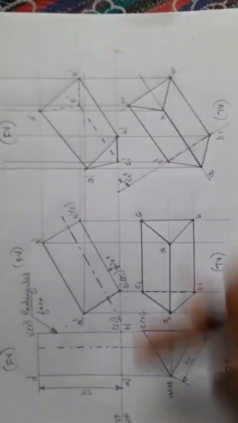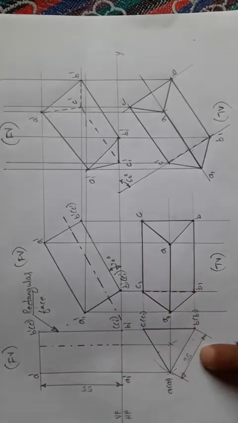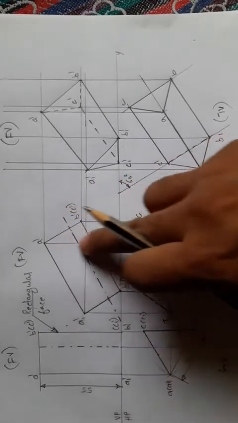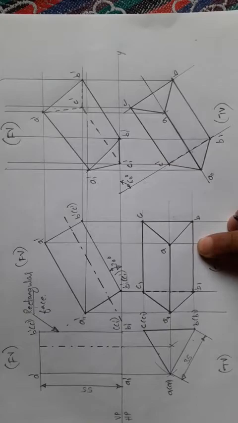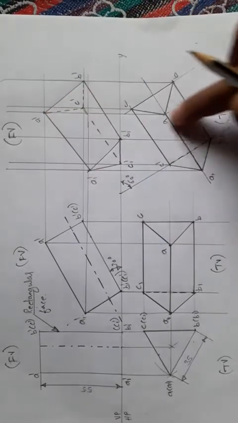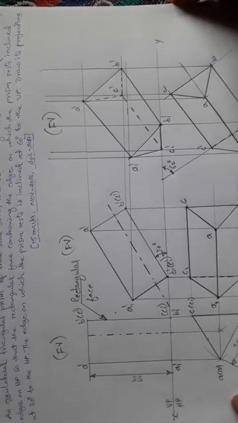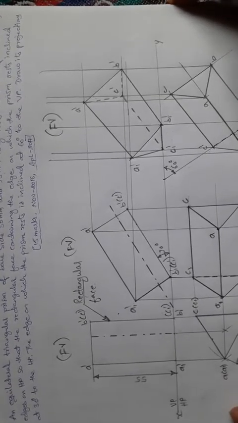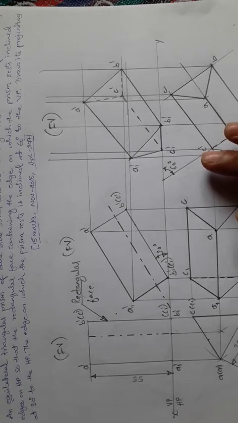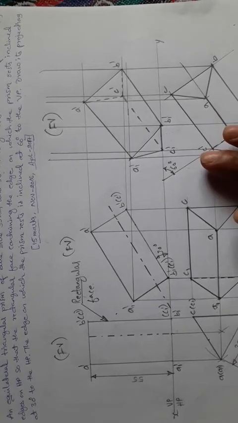So the first stage of the front view and top view, the second stage of the front view and top view, and this is the third stage of the front view and top view. This problem is based on the equilateral triangular prism. It is very important from the examination point of view.